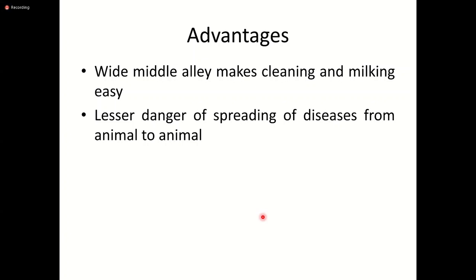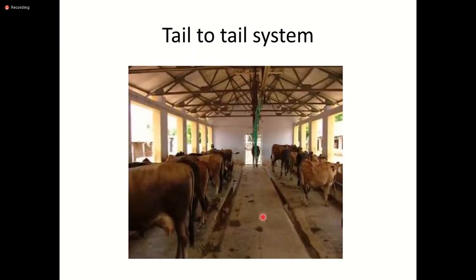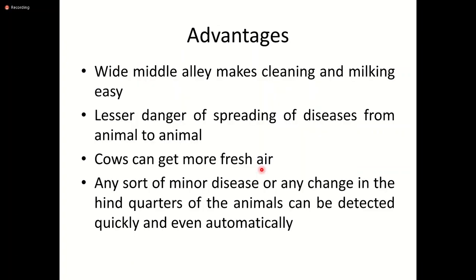And also the animals are facing outside, with their heads toward the outside. So the chance of respiratory diseases spreading from one to another is lower, because they face outside. They get very good ventilation because they face outside, and the chance of diseases spreading is lower. So I already discussed these things over here, right?